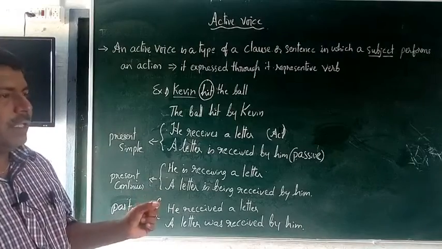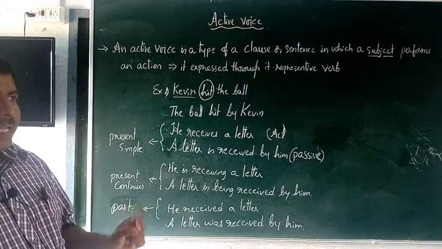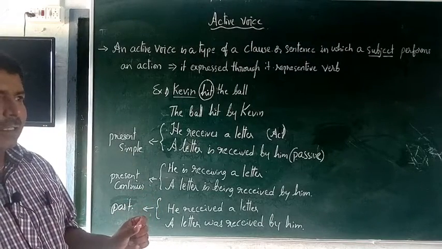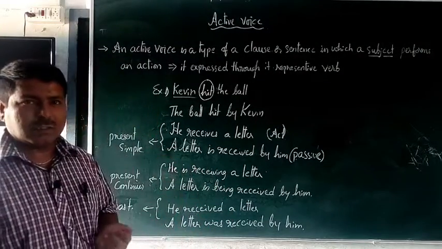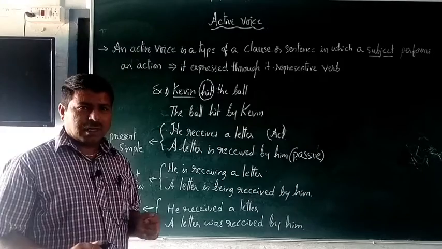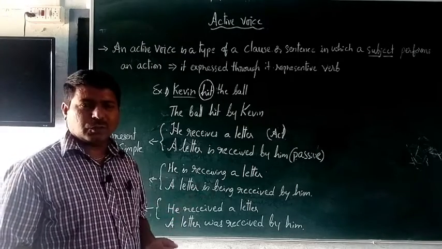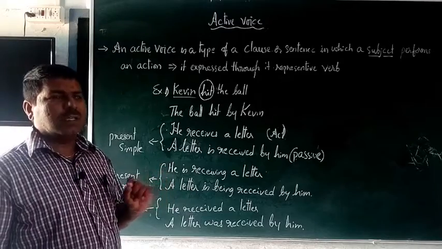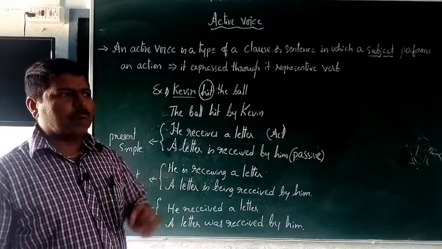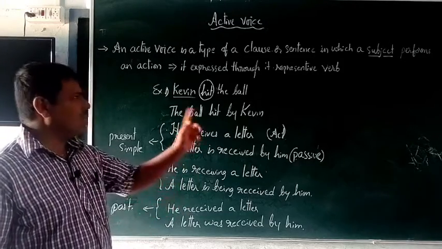For example, Rama is going to school. Who is going to school? Who has done the action? Who is performing the action? That is Rama, and that is where we can see it.